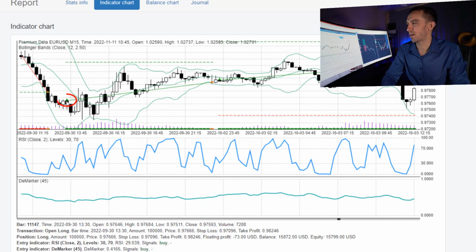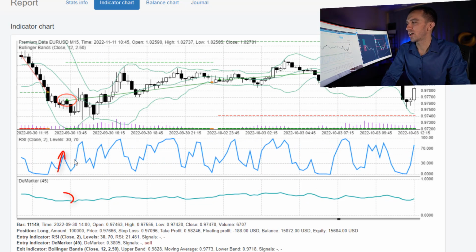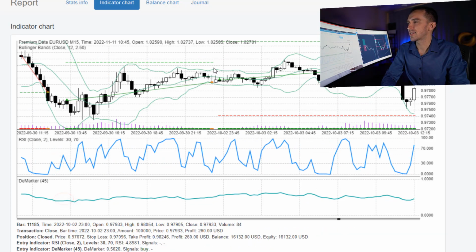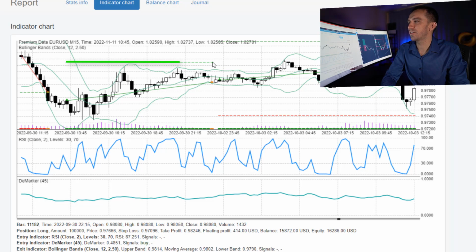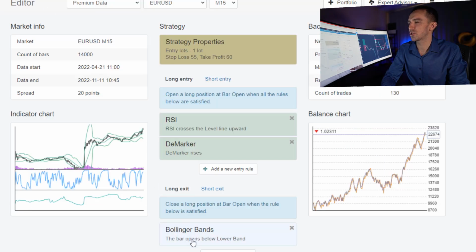And here we have another example. We have a long entry and the take profit is at that level, but you can see that the trade was closed because the price went below the lower band of the Bollinger Band. One more time, we should see a bar that opens below the lower band of the Bollinger Band. So one of the two will close the trade, either the stop loss and the take profit, or the exit condition, which is the Bollinger Band.